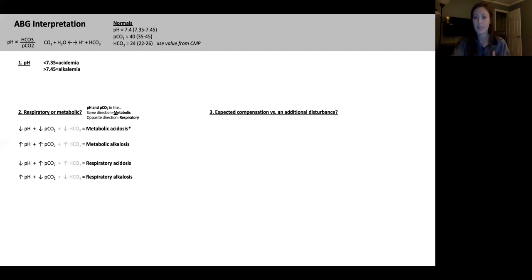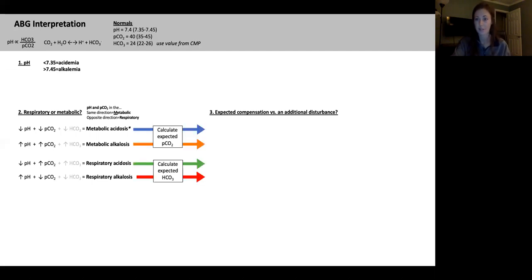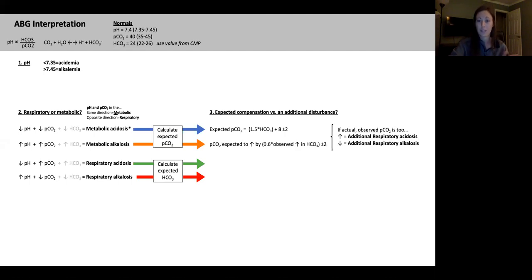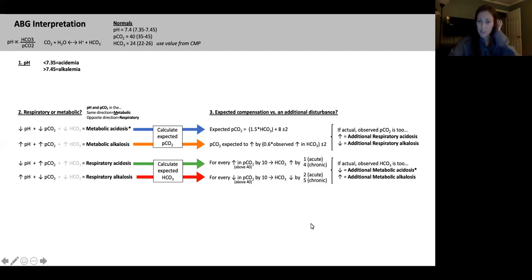The next step is to look at the expected compensation. For metabolic acidosis or alkalosis, you're going to calculate the expected PCO2. For respiratory, you'll calculate the expected bicarb, because that's how the compensation works. You'll calculate the expected value for either of those, and that will tell you whether compensation is appropriate, and therefore there are no further acid-base derangements, or whether there is an additional disturbance going on if the values are even further outside that range. Here are the equations for that. I won't get into those right now, but that's when you get into the Winter's formula and things like that.